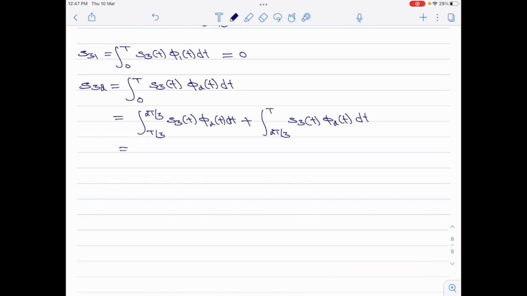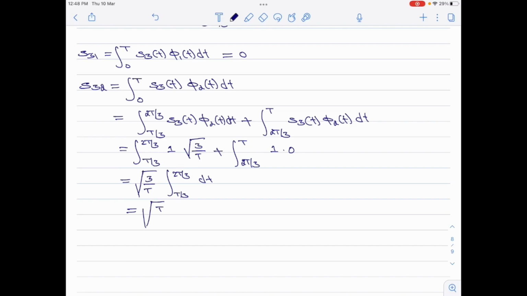Now, over the interval T by 3 to 2T by 3, the value of S3 of t is 1 and phi 2 of t over this interval is equal to square root of 3 divided by capital T. Then we have a plus: between 2T by 3 to capital T, the value of S3 of t is 1, however, the value of phi 2 of t is 0. Therefore, this simply reduces to square root of 3 divided by T integral T by 3 to 2T by 3 dt, which reduces to square root of T divided by 3.